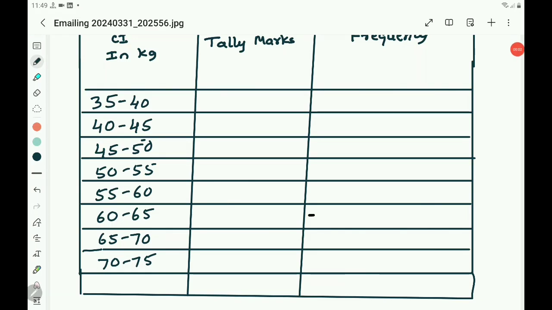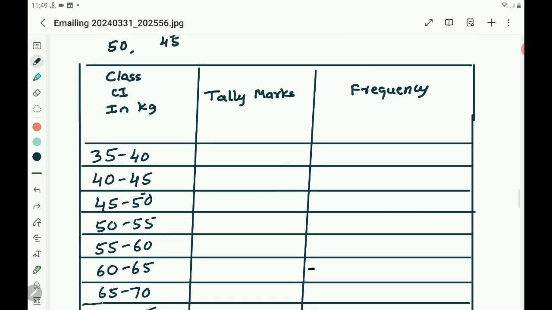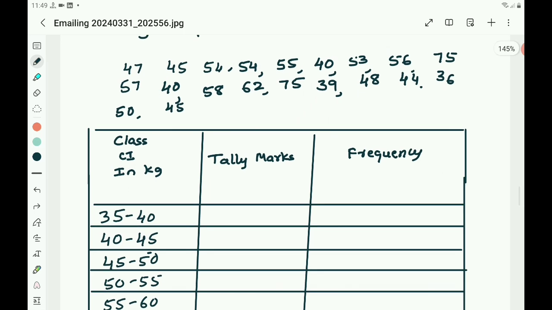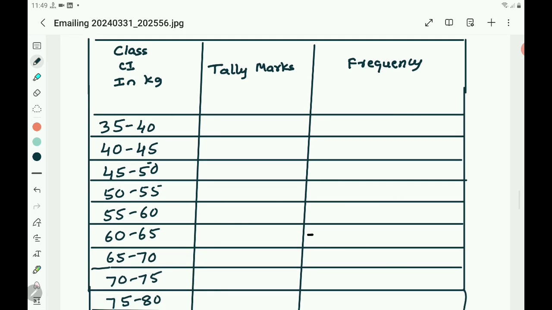The last group is 75 to 80 because the maximum is 75. It comes in the group 75 to 80. So we have to take 75 to 80. Now first the weight is 47. 47 comes in the group 45 to 50.